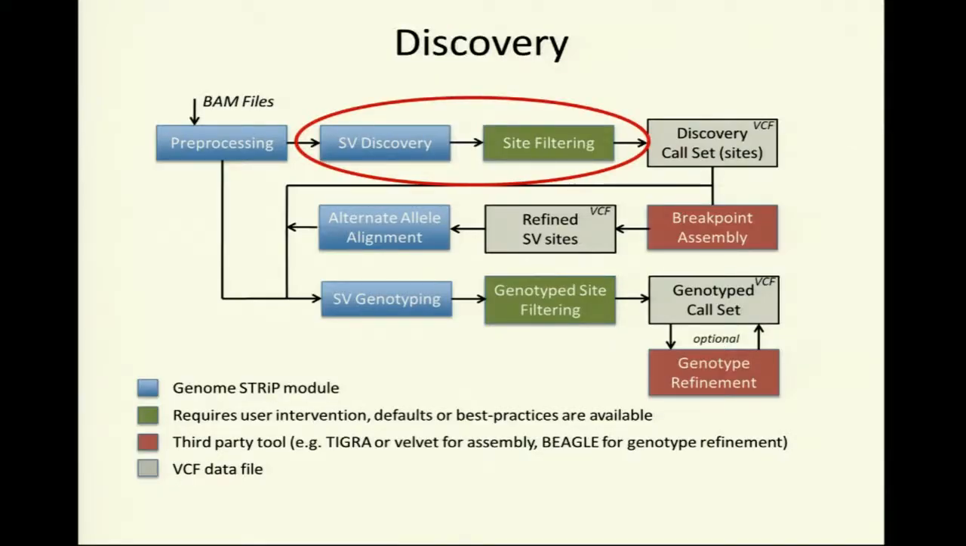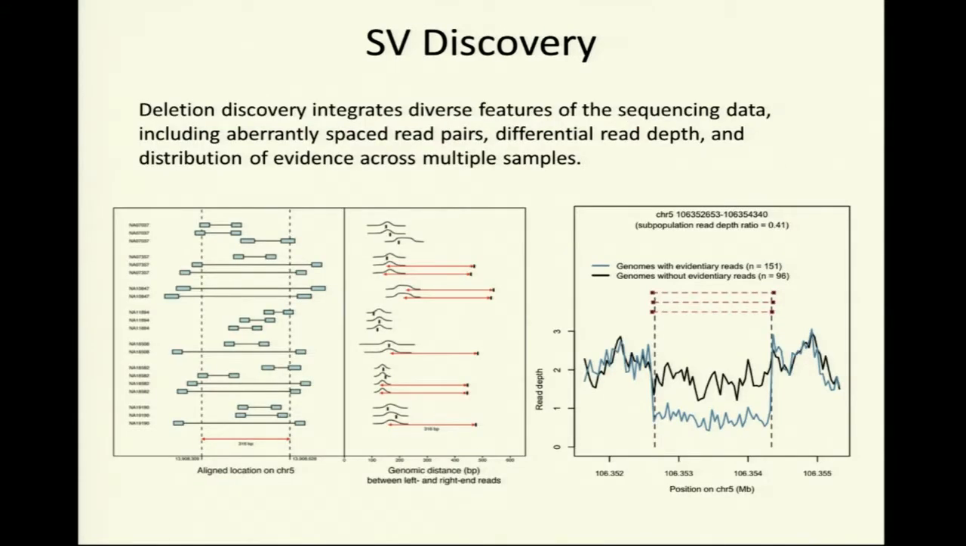Once you've done preprocessing, one thing you could do is move on to doing discovery in your data set. The idea behind discovery is we look at aberrantly spaced read pairs and we look at read depth across the genome. We don't actually use split reads in discovery. We're looking for sites where there are signals of deletions, looking both across your samples and within each sample.